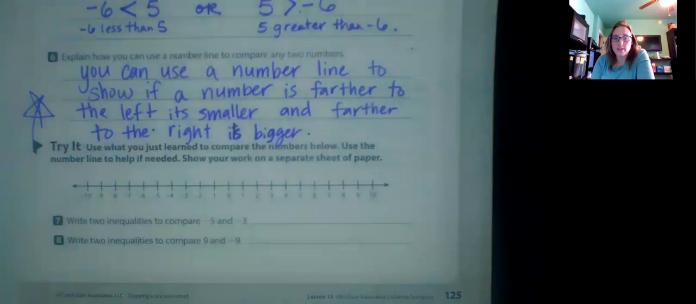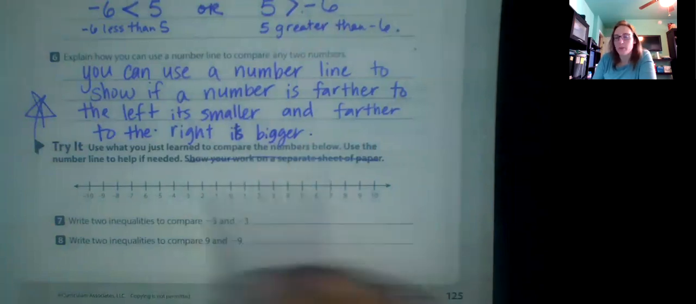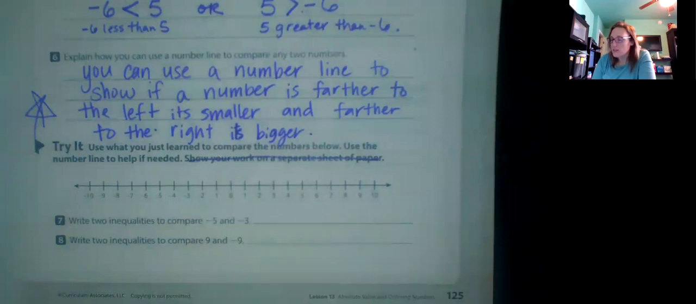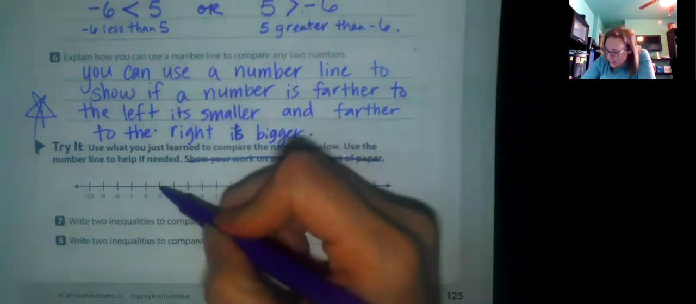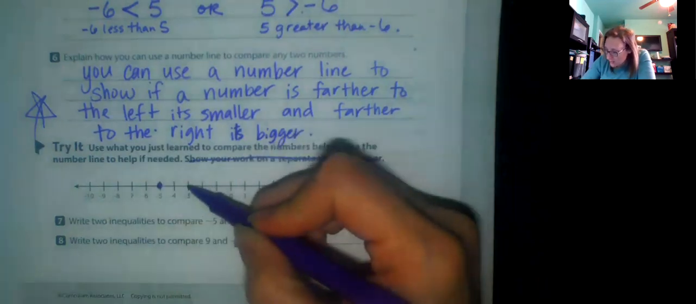Okay, so use what you just learned to compare the numbers below. Use the number line to help you if needed. Show your work on a separate piece of paper. All right, well, we don't need to show our work on a separate piece of paper. We can do that right here. All right, so let's look at number 7. It says write two inequalities to compare the two numbers. So let's graph the two numbers first. So negative 5 and negative 3.